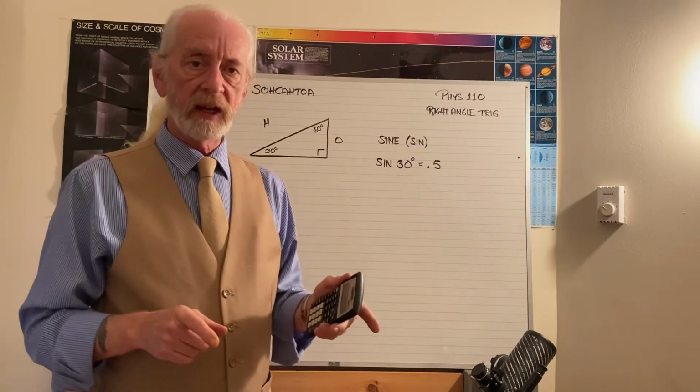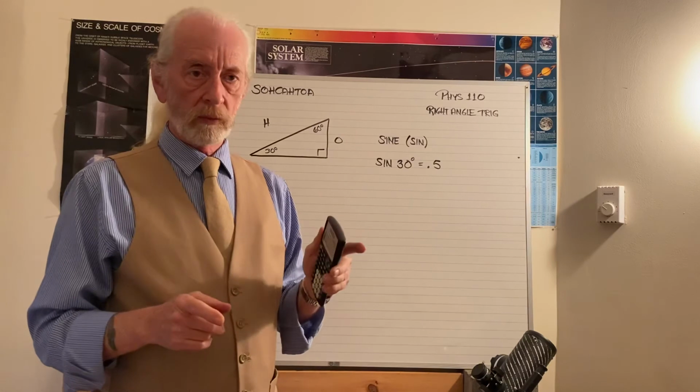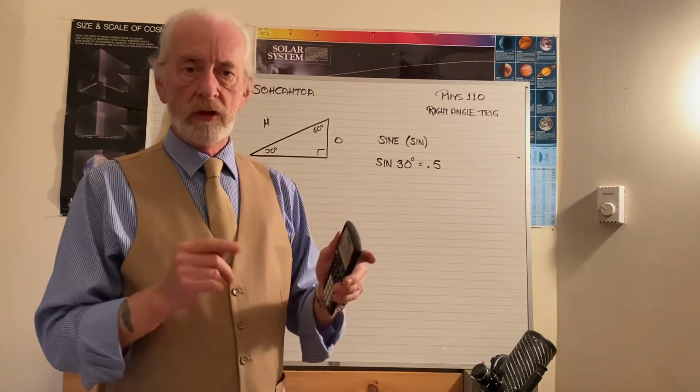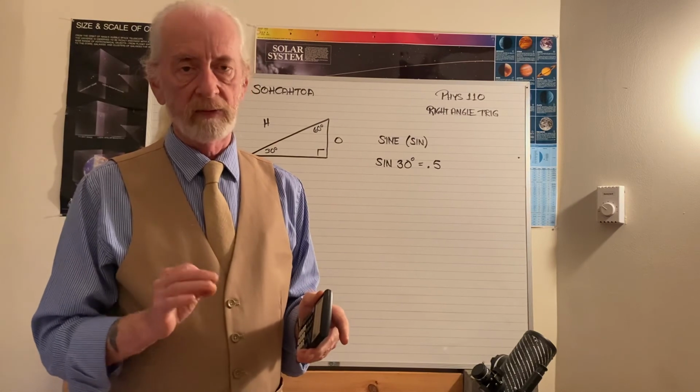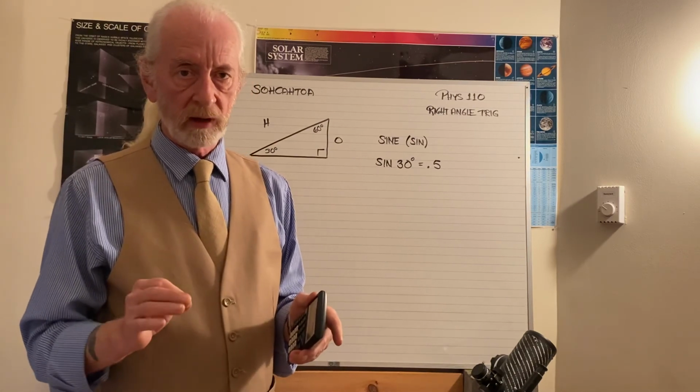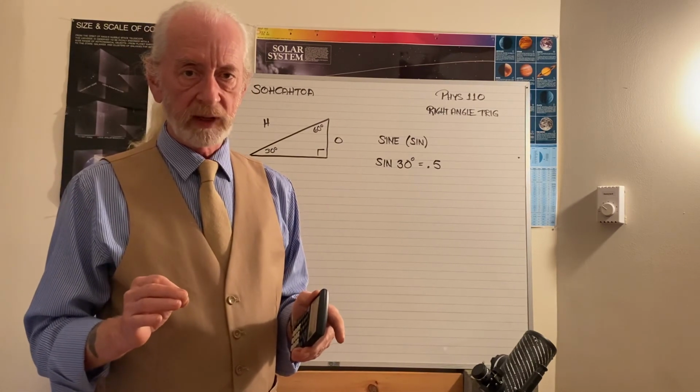And with that kind of calculator, the way it should work is you'll hit sine, 30, enter, and you should get 0.5. All right? So we'll pause here and let you play with your calculators for a little bit.